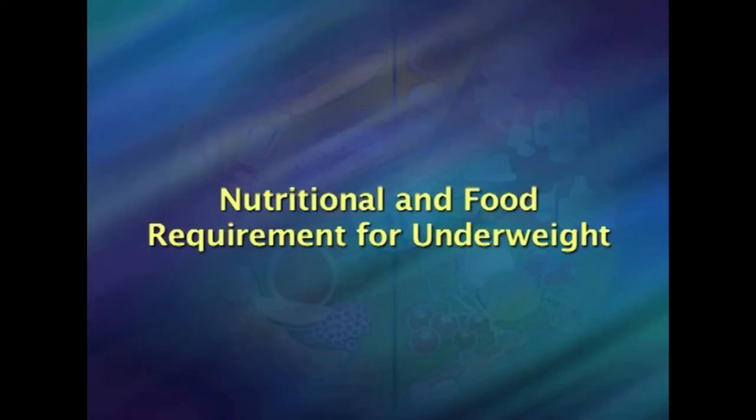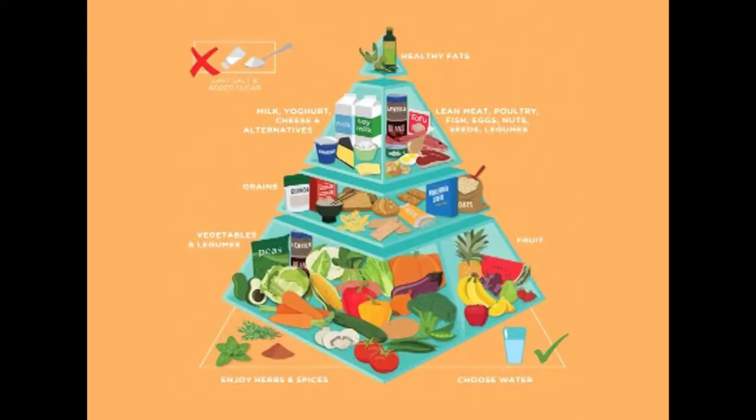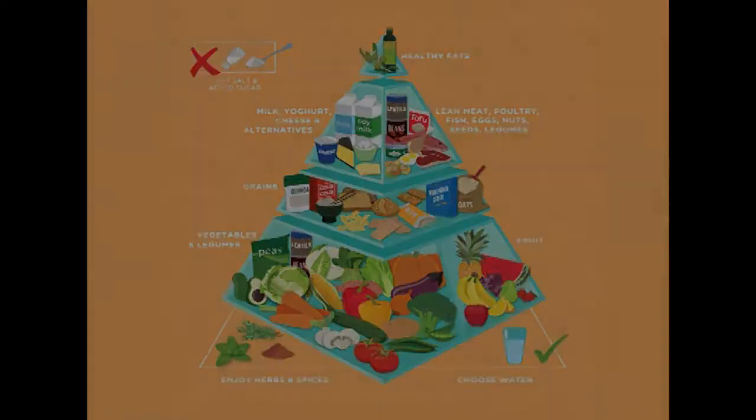Next, we will see the nutritional and food requirements for underweight. A high calorie, high protein, high fat diet with liberal vitamin intake is recommended. But before going into the diet, the first step is to determine and eliminate the cause for undereating. Then a balanced diet should be planned based on the requirements.